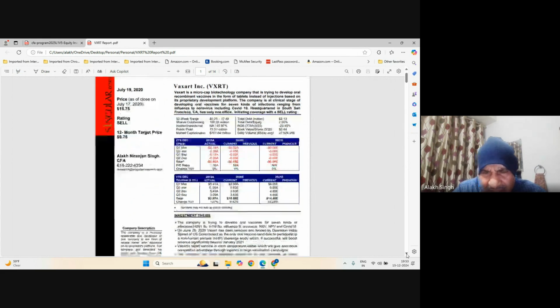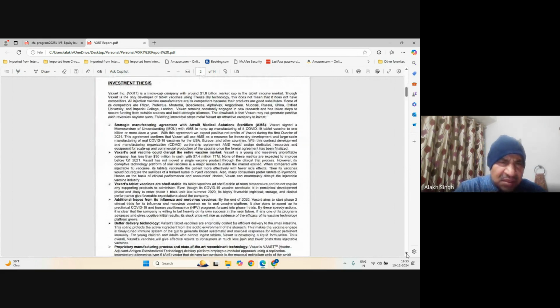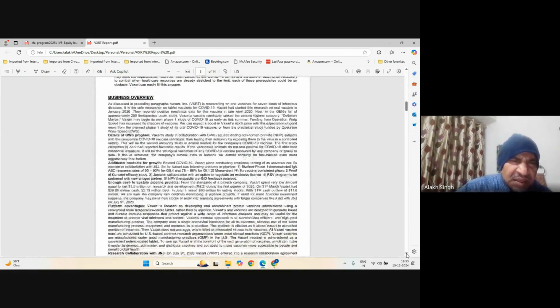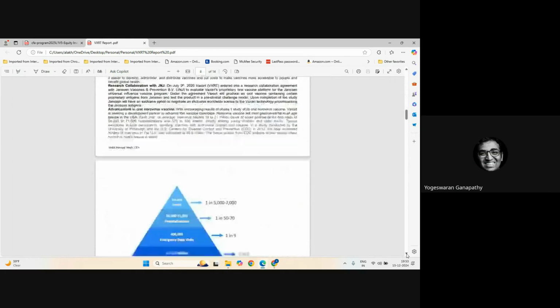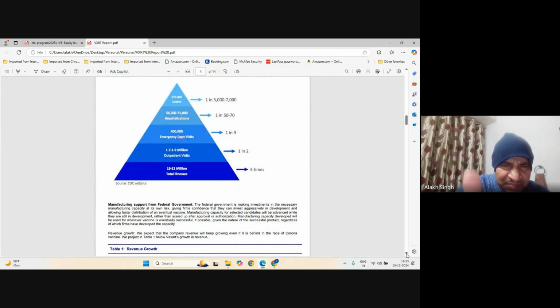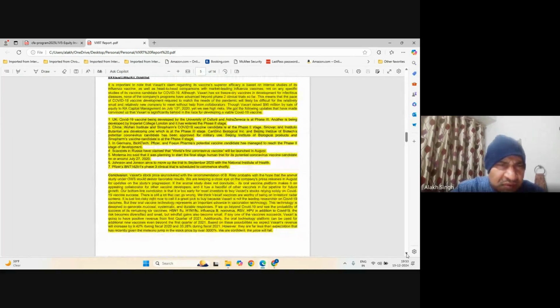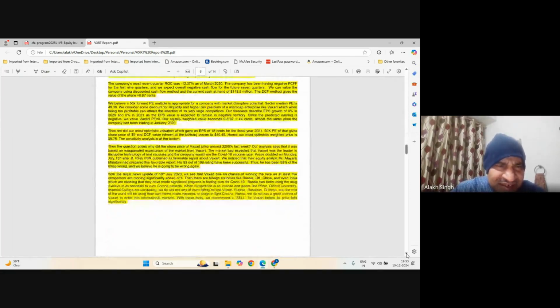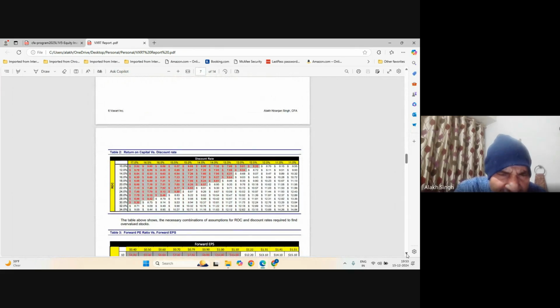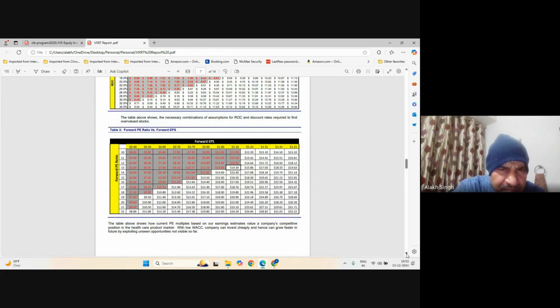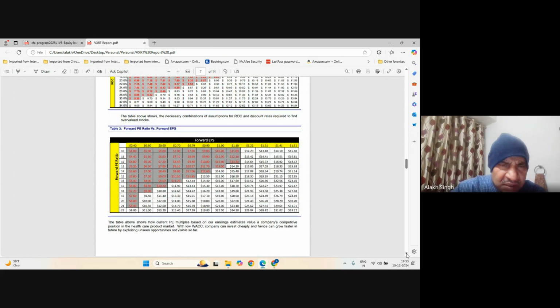Then in the end I have the financial statements. I gave the investment thesis, what their thesis is. If you want to read it, I will email you. Yes, sir, please send it after the class. Okay. I had built this, and then you will become a real equity researcher. Valuation, and here is the return on capital versus discount rate, forward PE ratio, and forward EPS.